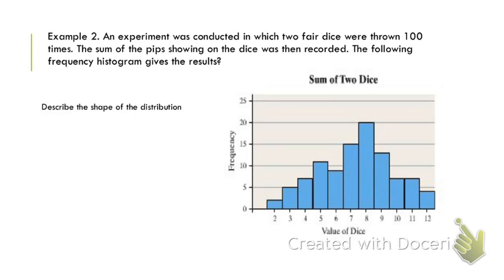What is the shape? Bell. Is it ever going to be neither? It'll be one of them. Yeah.